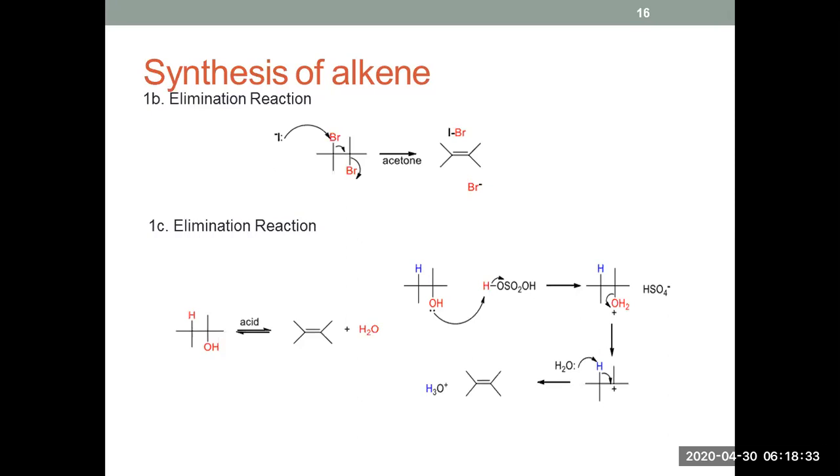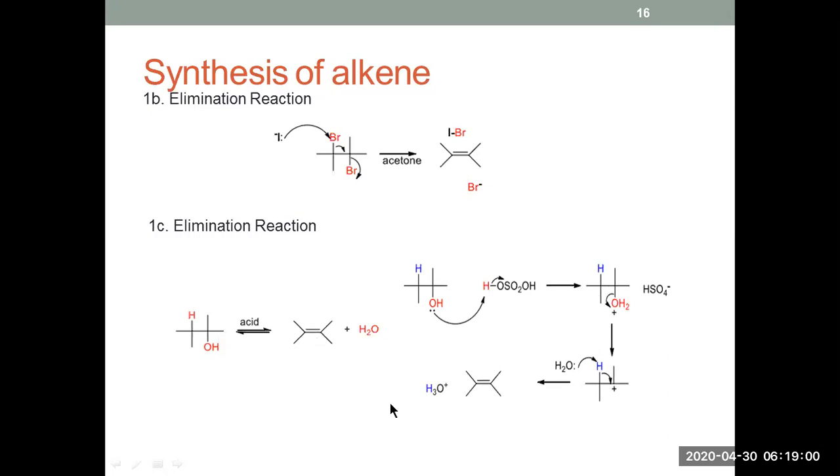Third type of elimination reaction, you can carry out elimination reaction with alcohol. So this is your starting material. If your starting material is alcohol, you know that this OH is not a good leaving group. So you have to put acid. Acid will protonate it and it will leave, leaving behind a carbon-carbon double bond.